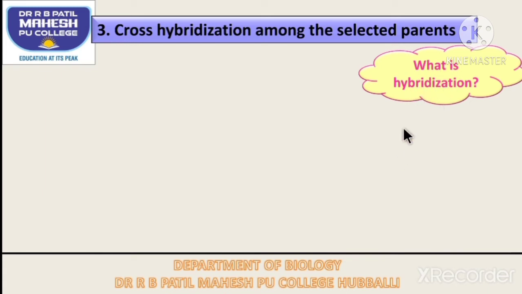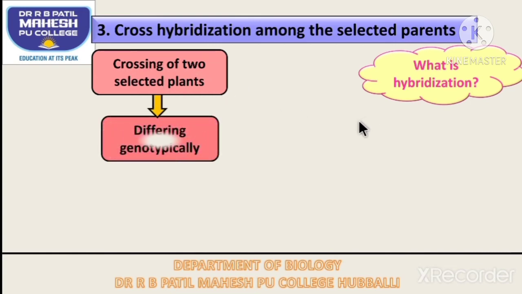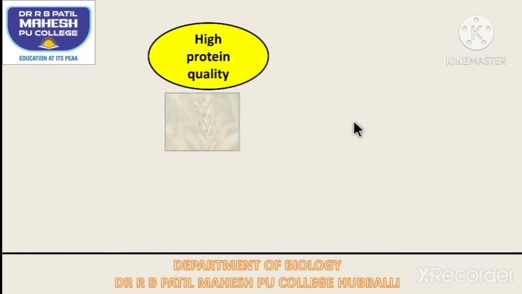Then from the fruit we are going to get the seed, and as a result of this there will be hybridization, that is crossing will take place, which will be of a desirable character. So crossing of two selected plants to get desirable characters which are different genotypically is called hybridization. So we will get a hybrid vigor.